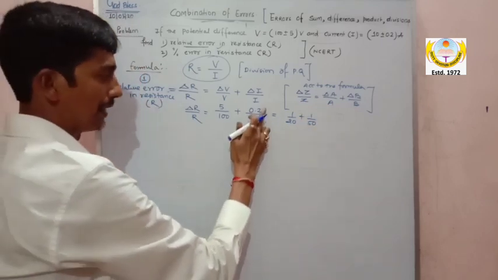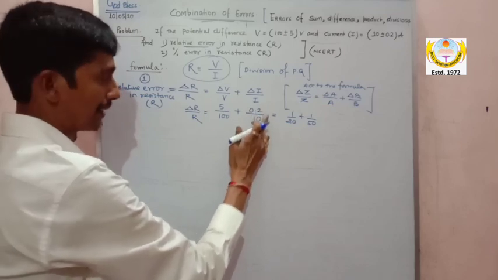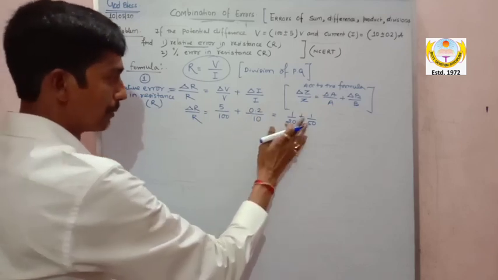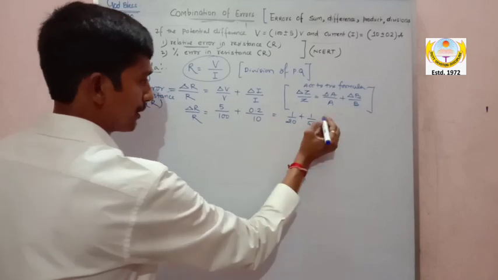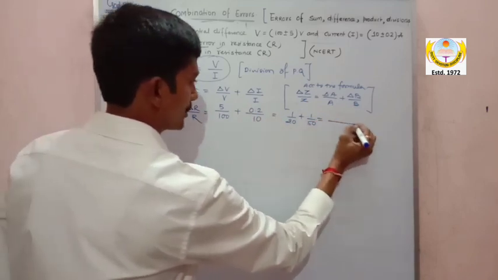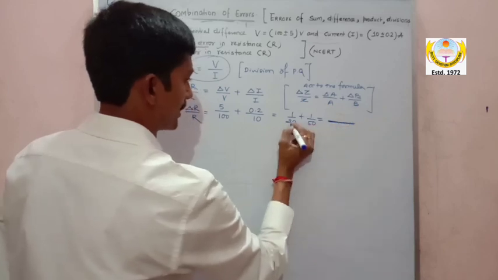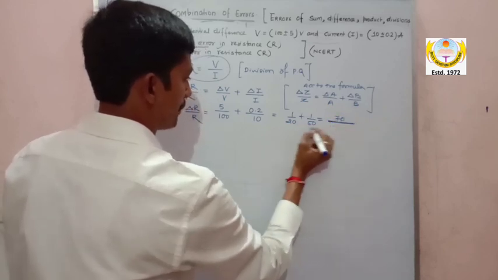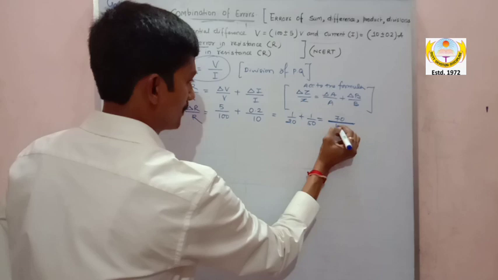This is 1 by 50, no? 2 by 100. You all can understand. I hope it is clear. This will be now, my dear, because 0.2 by 10 will be 1 by 50. Now if I take the LCM, this is 70 divided by 1000.